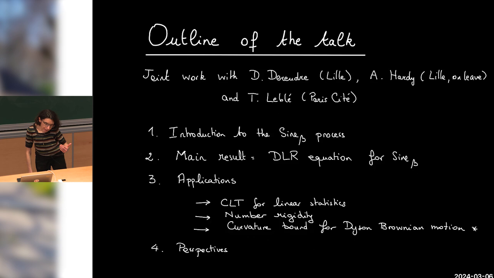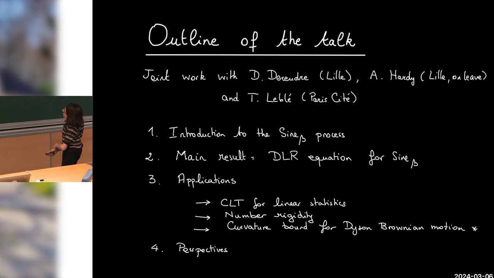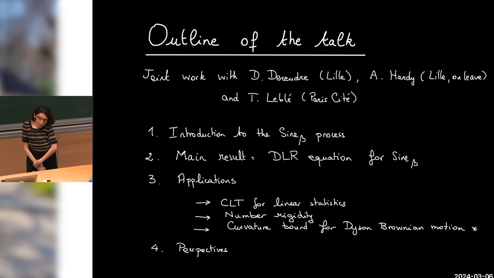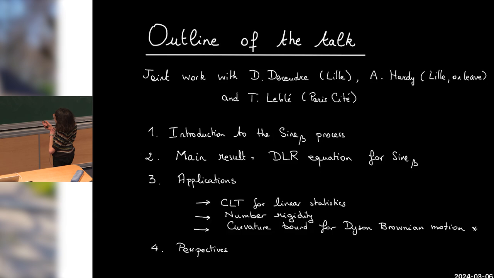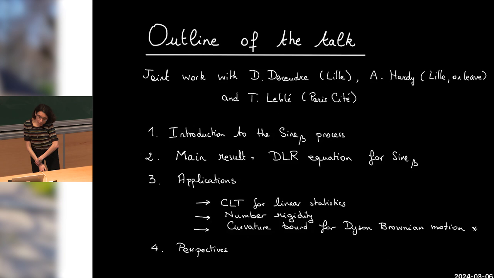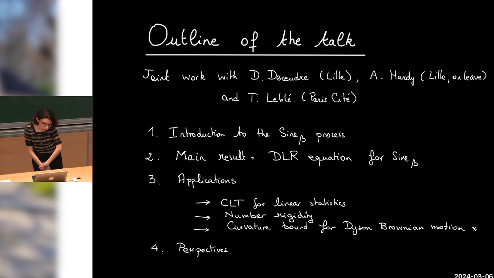Then I'll describe a few applications of these DLR equations. So in the paper with David, Adrien, and Thomas, we applied this DLR equation to get a property for the Sine beta, which is called number rigidity, so I'll tell you about that. I'll also report about an application, the study of fluctuation for linear statistics that was made by Thomas Leblé. So I'll be quick on these applications.